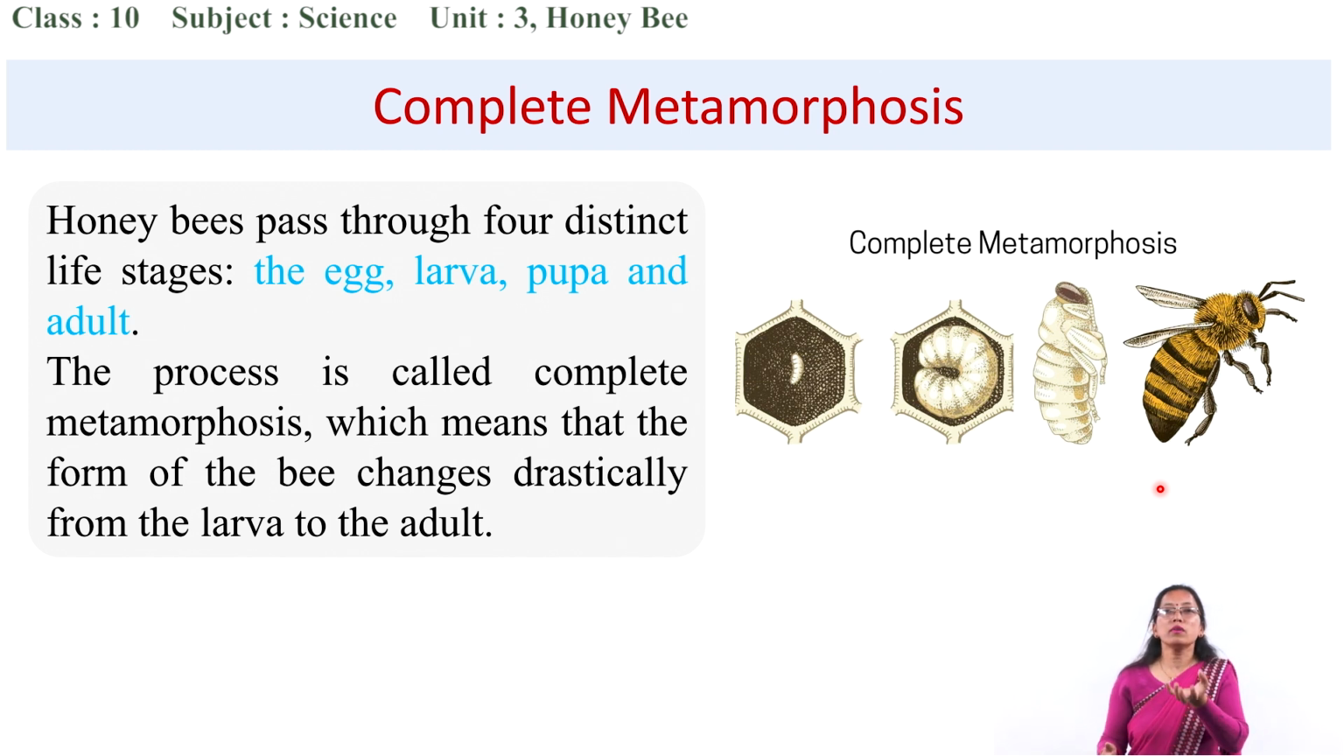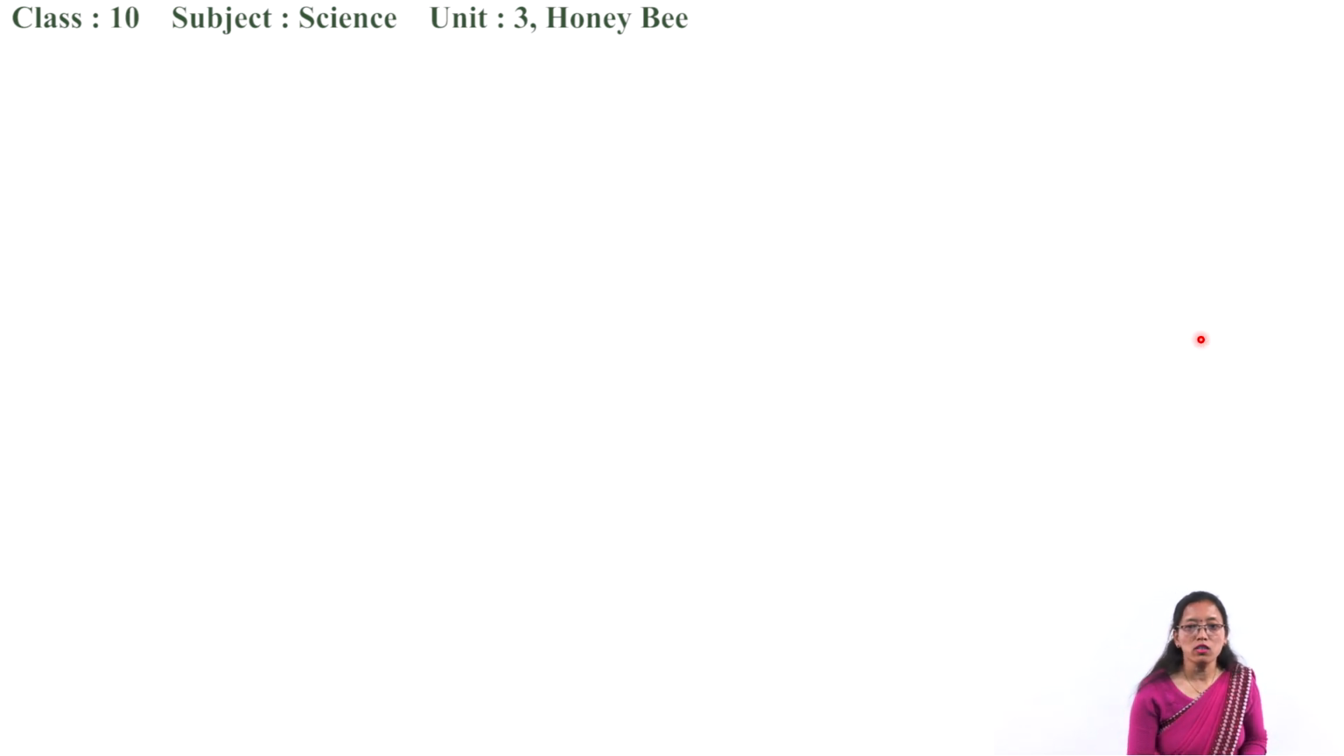Histogenesis means formation of new tissues. By this process it changes from egg to adult. This is called complete metamorphosis. How this takes place, let's discuss it.